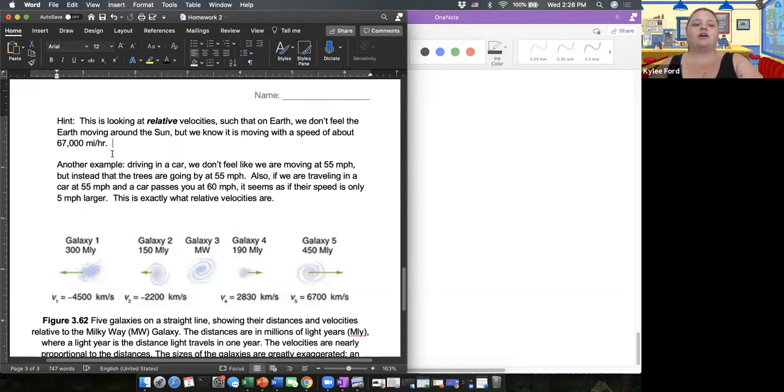But that's what a relative velocity is. So relative to the Earth, we aren't moving, okay? But relative to the sun, we are moving, okay? And we're moving at some velocity, okay?